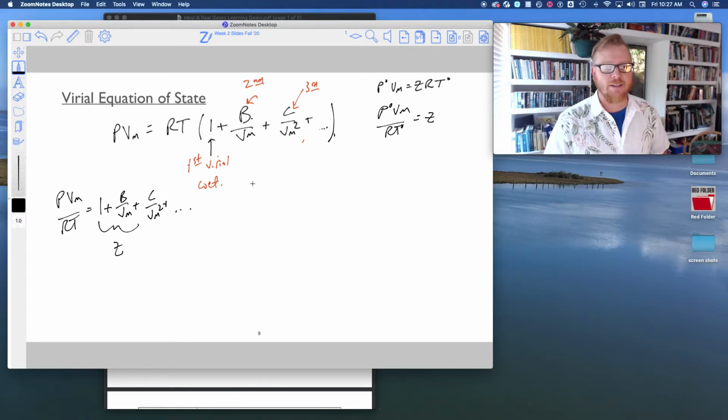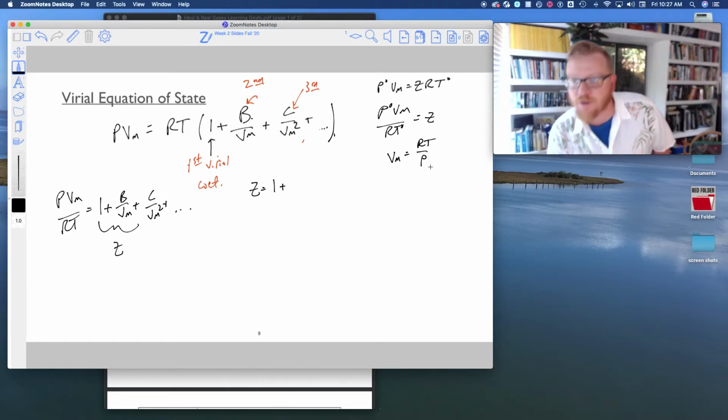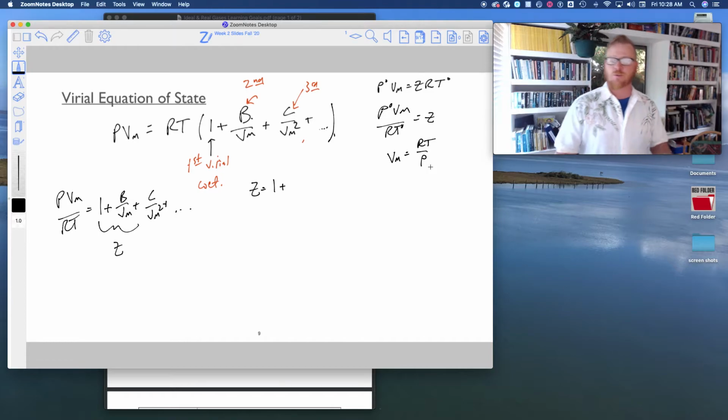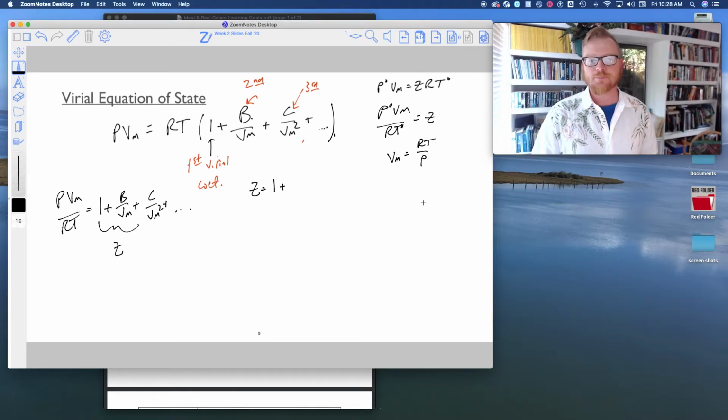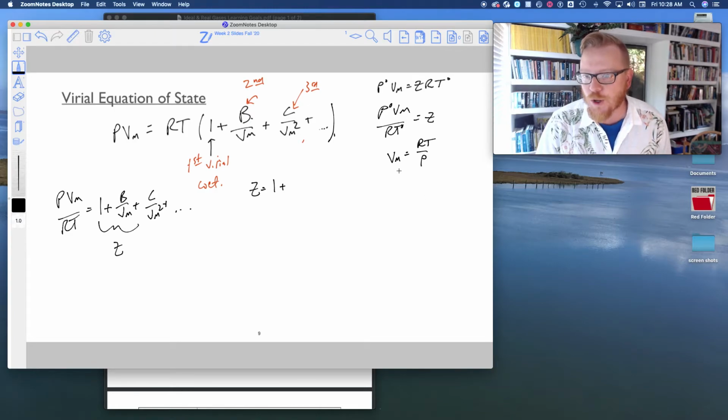So now I can say Z equals 1 plus, and I'm going to do something different here with this Vm. I'm going to remind you now that this Vm, the observed molar volume, is just RT over P without these standard notations. We're going to really try not to confuse us with all this differing notation. So this molar volume is our observed molar volume at whatever the pressure and temperature are.